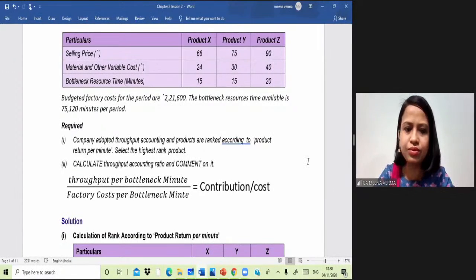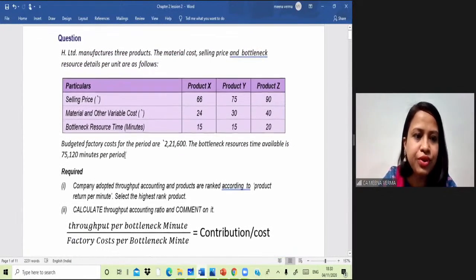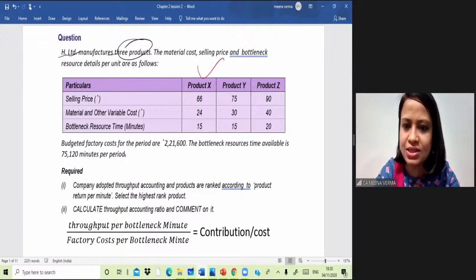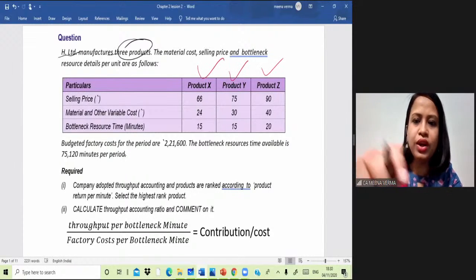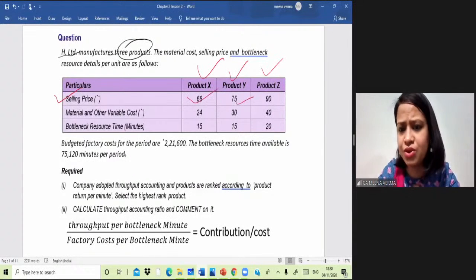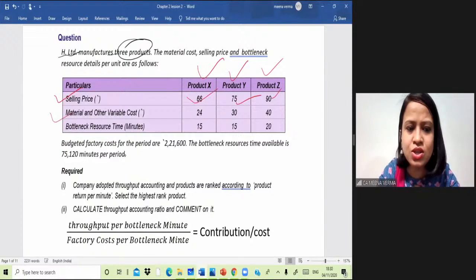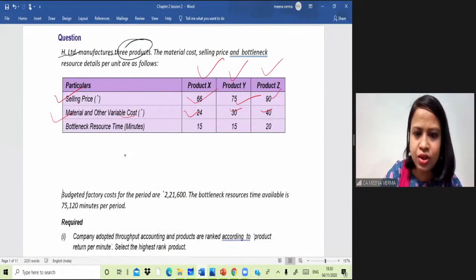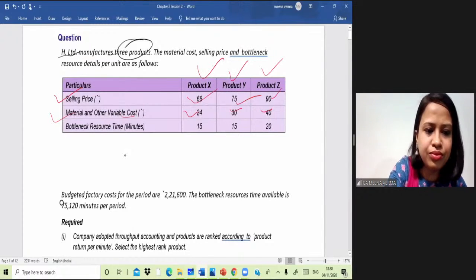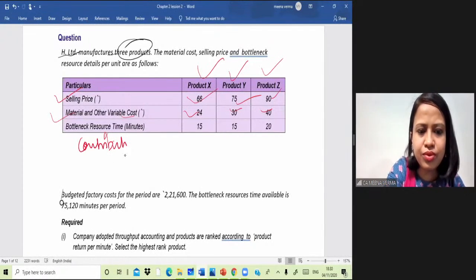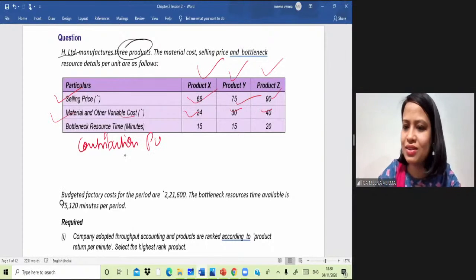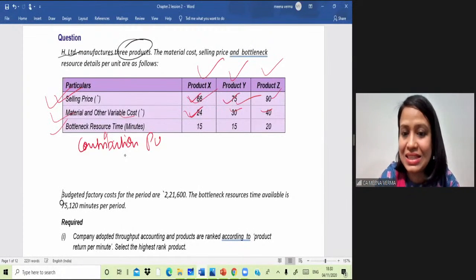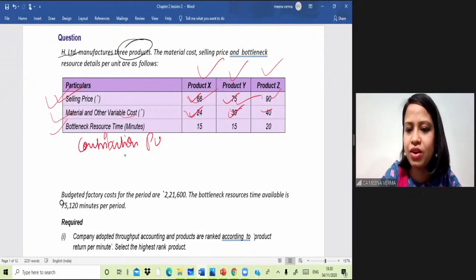Okay, this question. We have a company, H Limited, which manufactures 3 different products: product X, product Y, and product Z. We have been given the selling price of these products and the material and variable cost. With the help of these, we can easily find the contribution per unit. These all relate to per unit, so after subtracting variable cost from selling price, you get the contribution per unit.